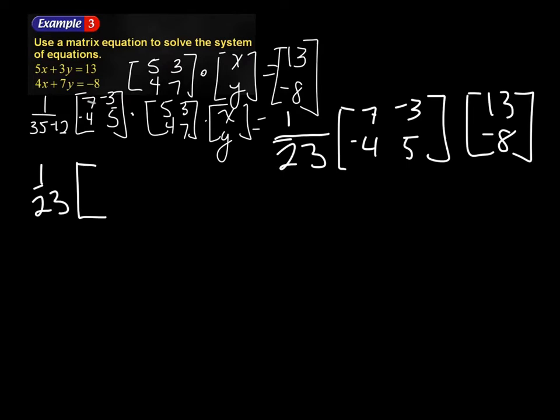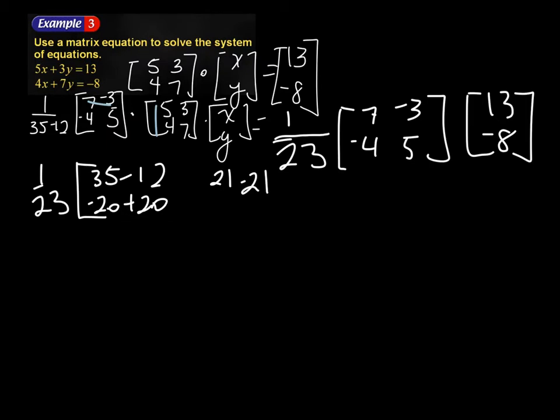We're going to go row by column when we multiply. So we've got 7 times 5 is 35 plus negative 3 times 4 is negative 12. And then first row, second column. 7 times 3 is 21. Negative 3 times 7 is negative 21. Nice. And then we're starting over, second row, first column, so negative 20 plus 20.